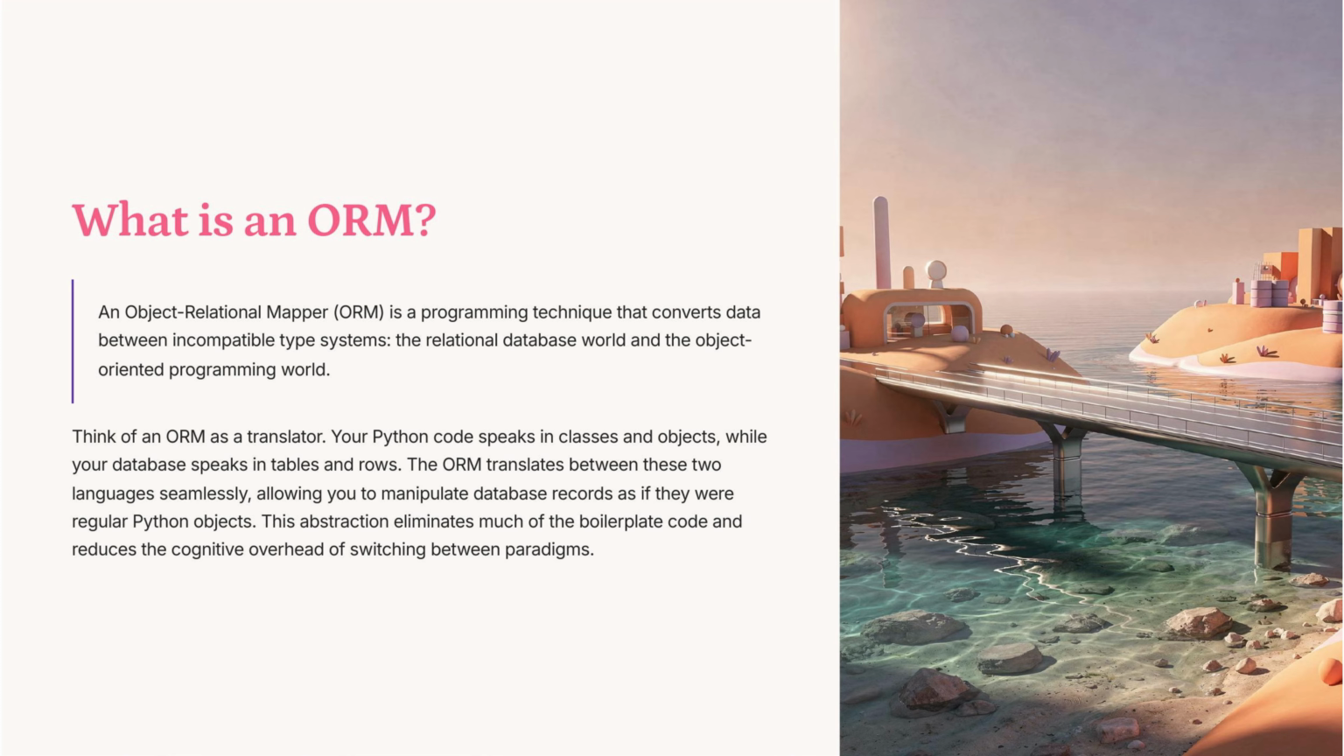An object relational mapper, ORM, acts as a translator between the object-oriented programming world and relational databases. It allows you to manipulate database records using Python classes and objects, eliminating boilerplate code. This seamless translation reduces cognitive overhead, making database interactions more intuitive and efficient for developers.